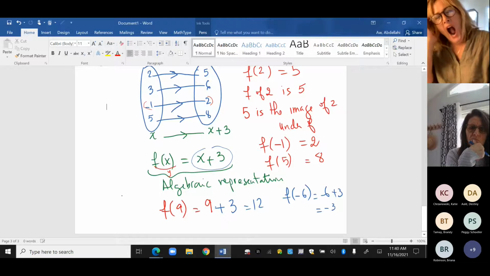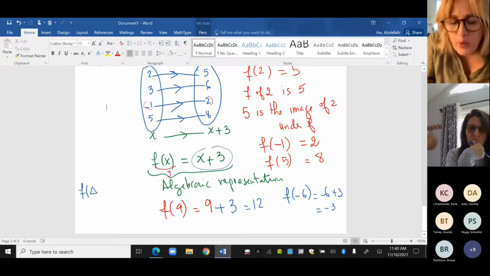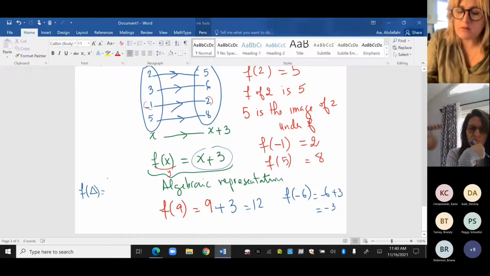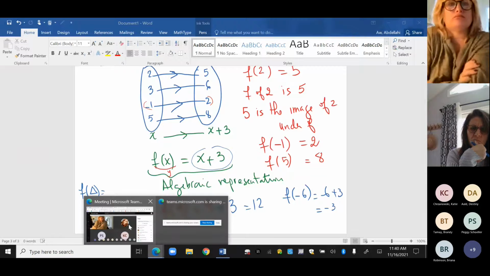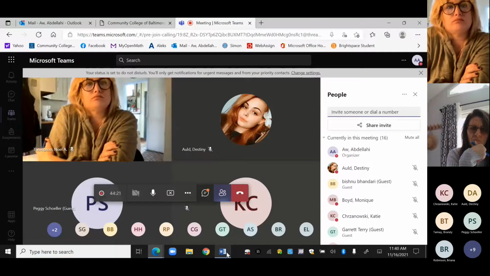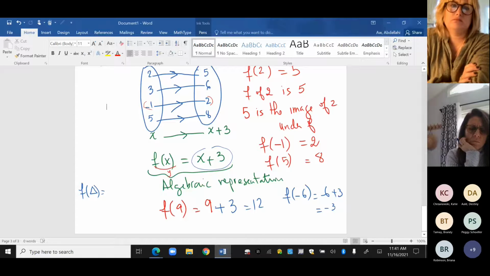Even if I don't know what this rectangle is, I don't need to know what it is. What do I do? I'm still going to substitute the x with a rectangle, right? You see?